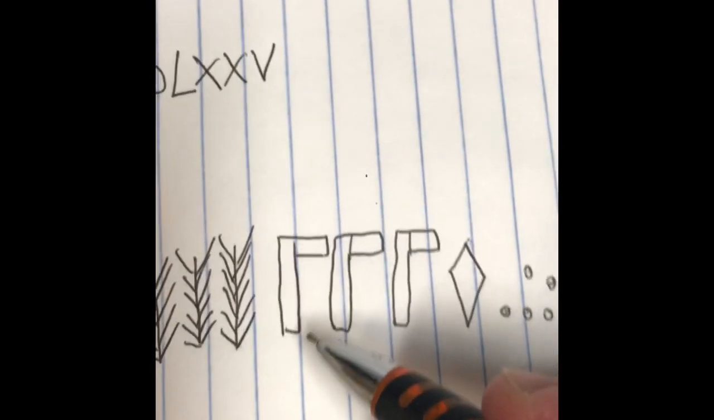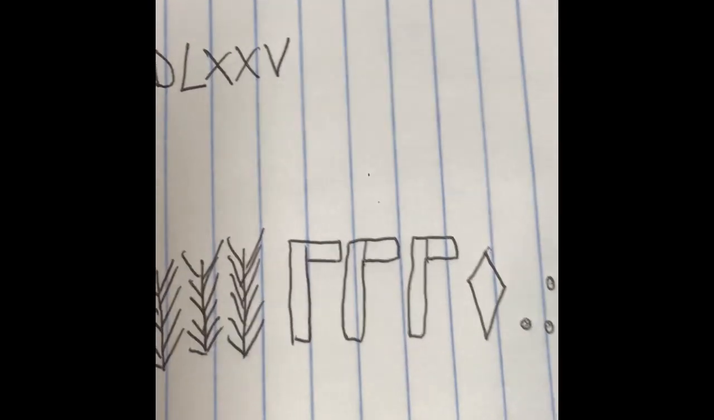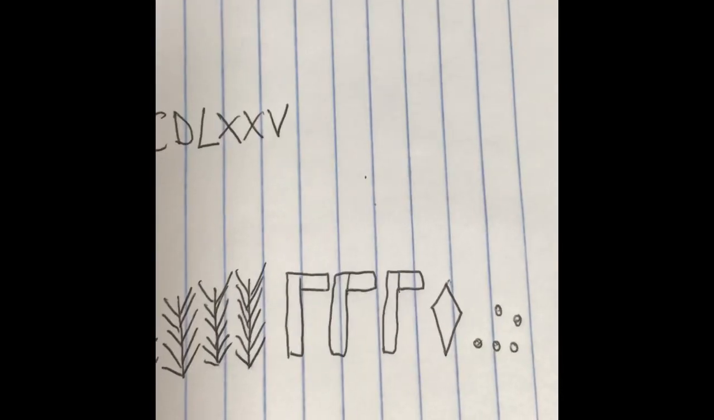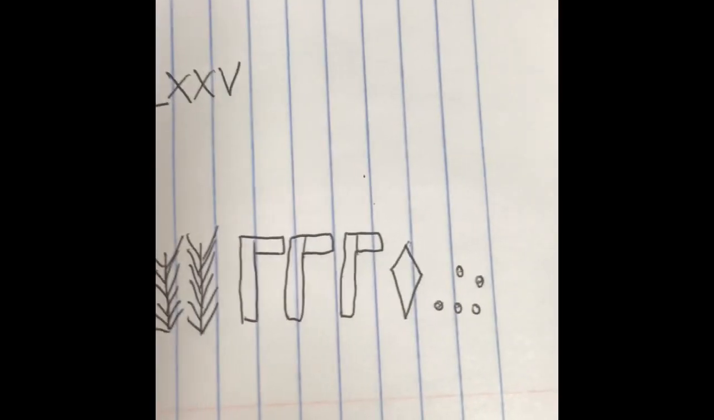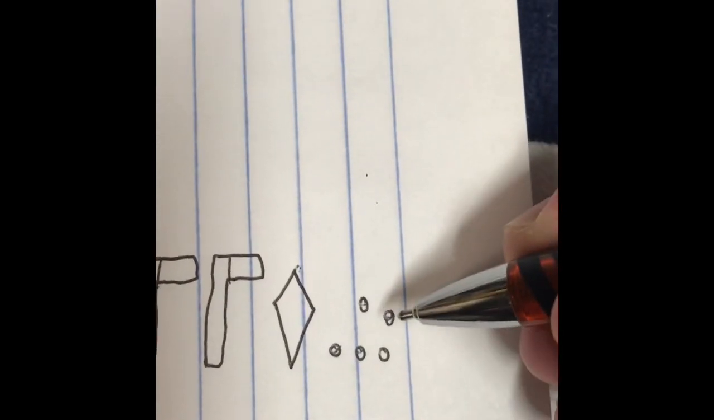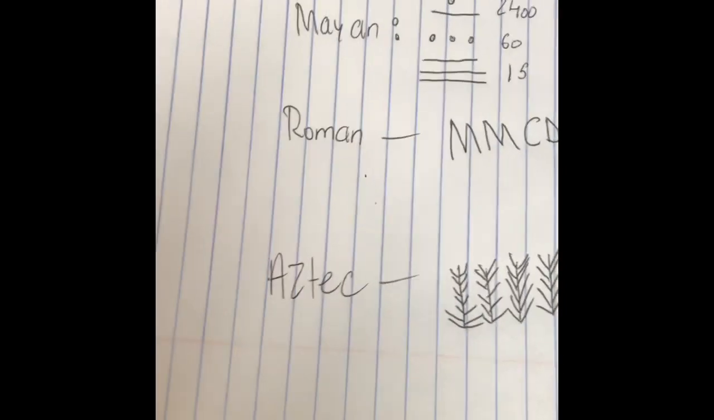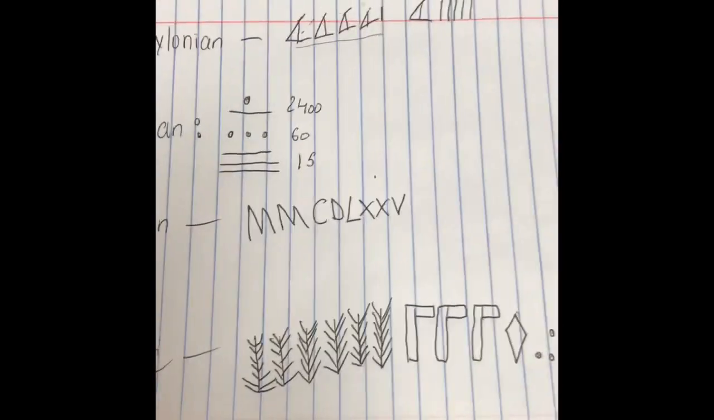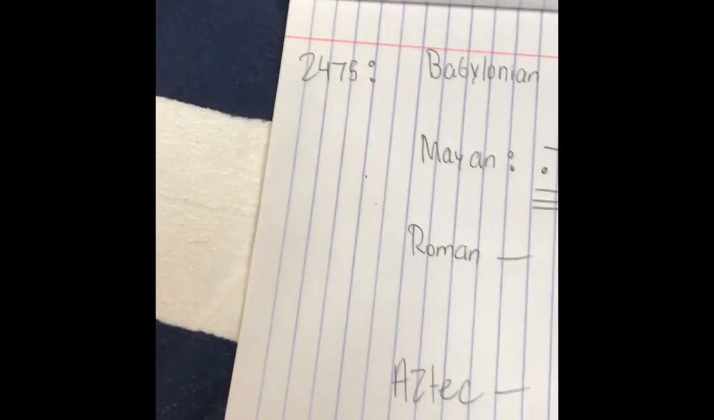So each of these symbols, like flag-looking things, represents a 20. So there's 3 20s in 75, and that leaves 15. The diamond represents 10, and then this represents 5. So now that gives you 2,475, and that shows you all the numeration systems for the given 2,475.